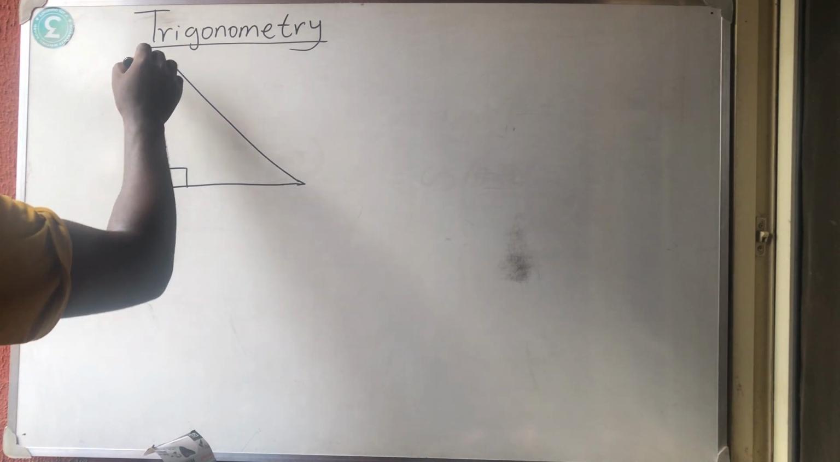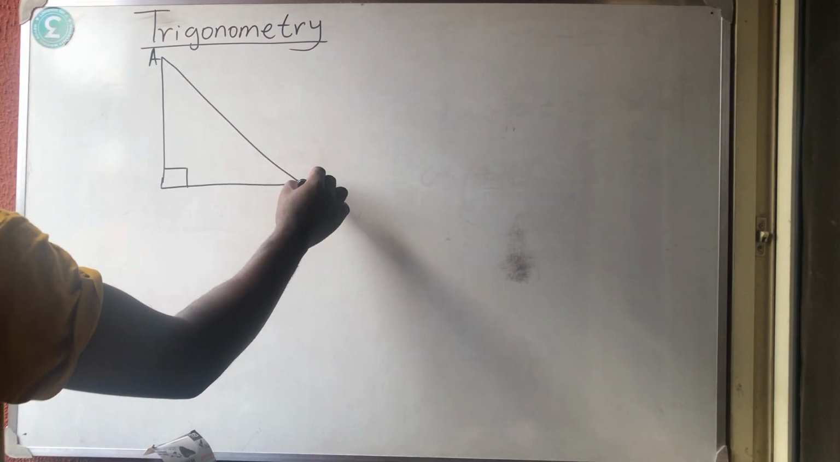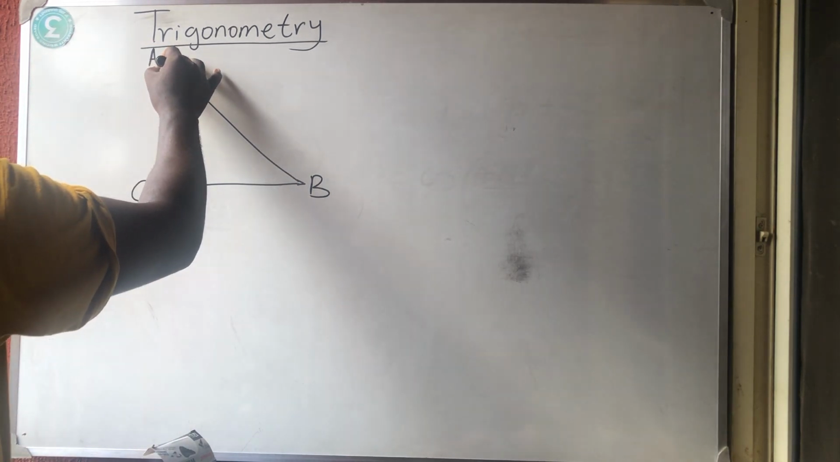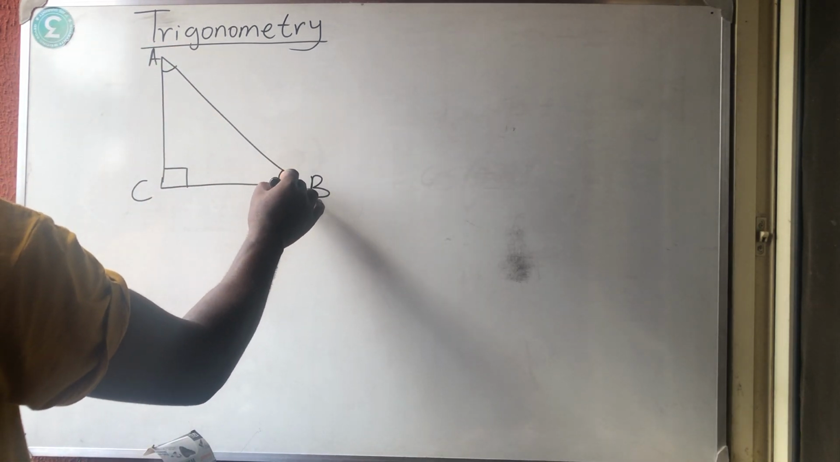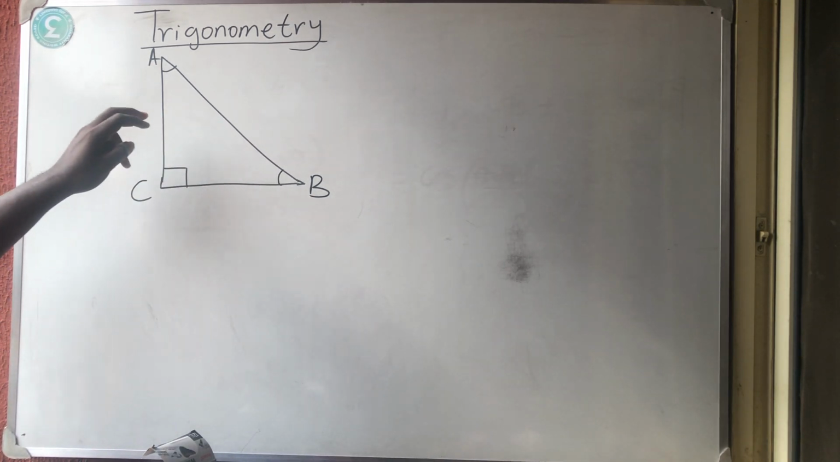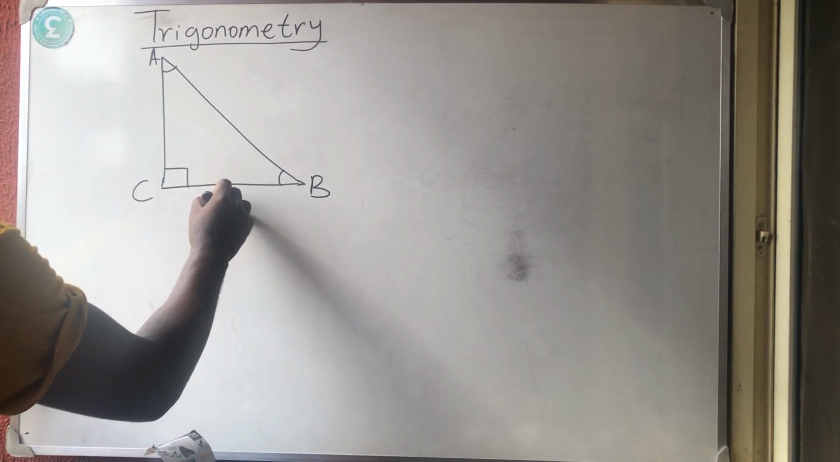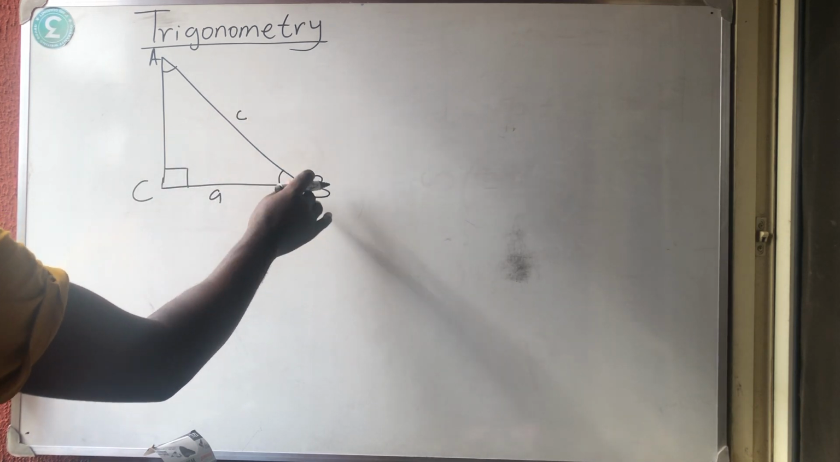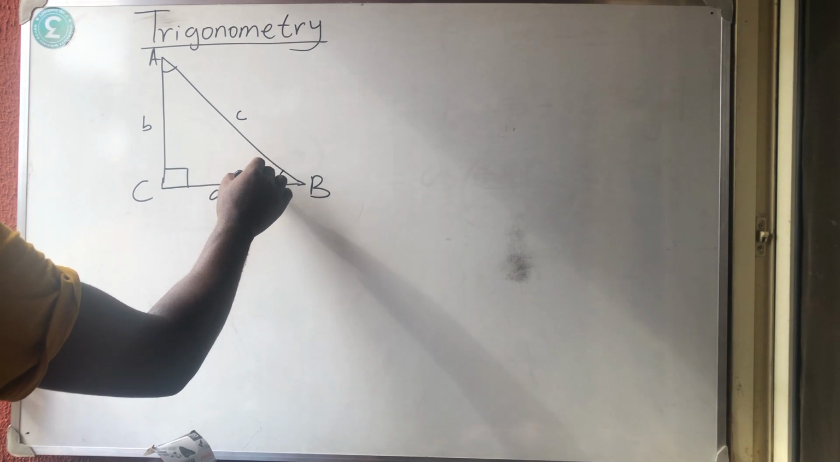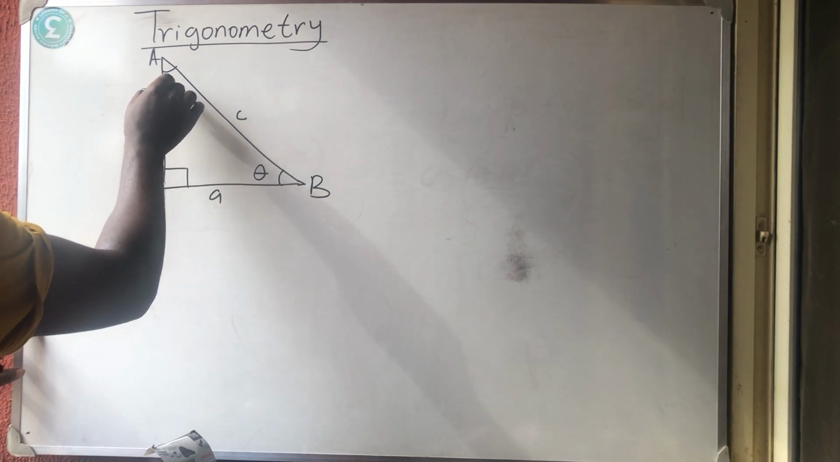And I have that maybe here is A, here is B, and here is C. Okay, we represent the angles. We represent the angles with what? With capital letter, and the sides with small letter. So if here is A, here should be small a. If here is C, here should be small c. If here is B, here should be small b. Okay, so let me call this angle theta, and then call this one alpha.